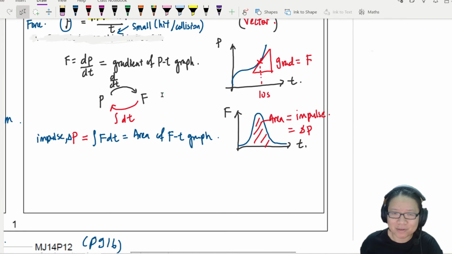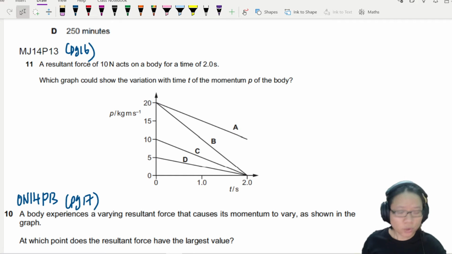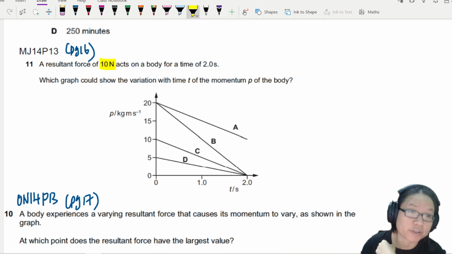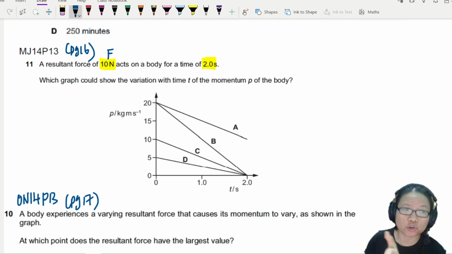Here, about this kind of graphs. Here is a graph. This question is on page 16. It says that a resultant force of 10 Newton acts on a body for a time of 2 seconds. Which graph could show the variation with time t of the momentum p of the body?